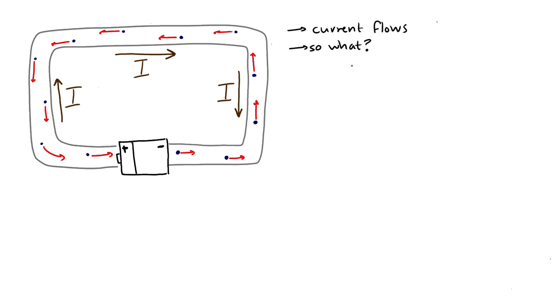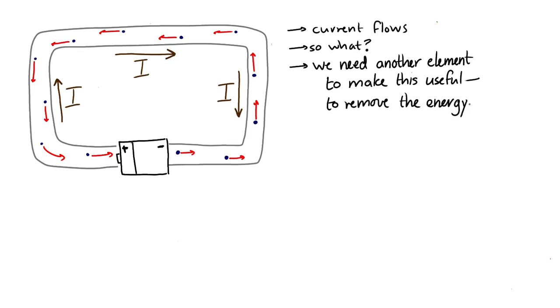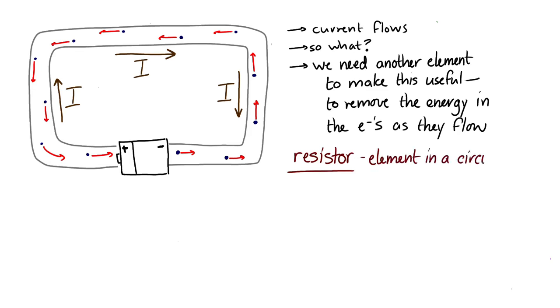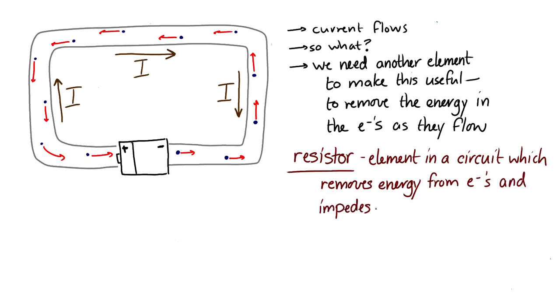What's the point? Well, we need another element in the circuit which is going to make the circuit useful, which is going to remove the energy that is in these electrons and do something with it. And that element is called a resistor. A resistor is an element in a circuit which removes energy from the electrons, and in doing so, it impedes the flow of the current. It opposes the flow of the current.